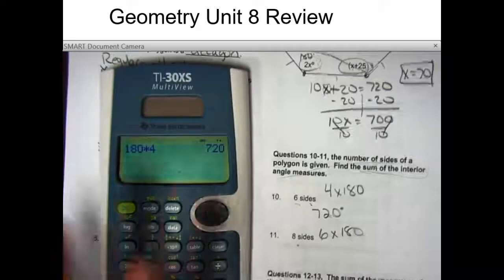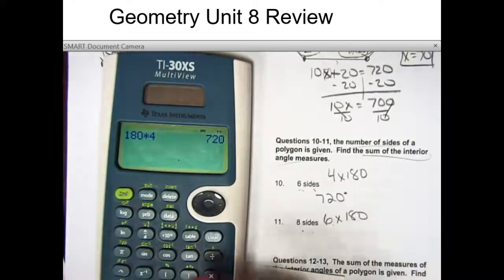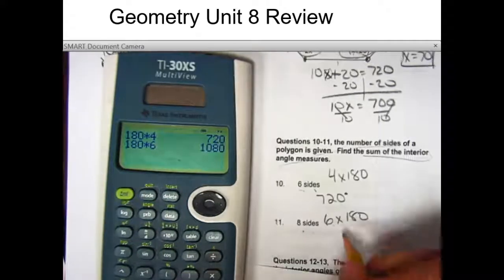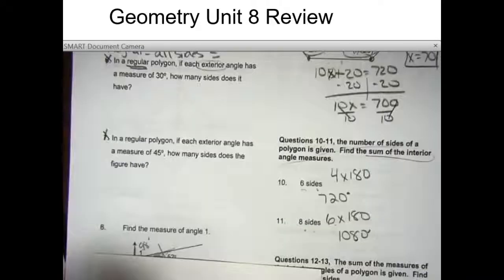It's always going to make 2 less than what you have sides. An 8-sided figure would make 6. So 180 times 6 is 1080 degrees. Okay. Number 12 and 13.